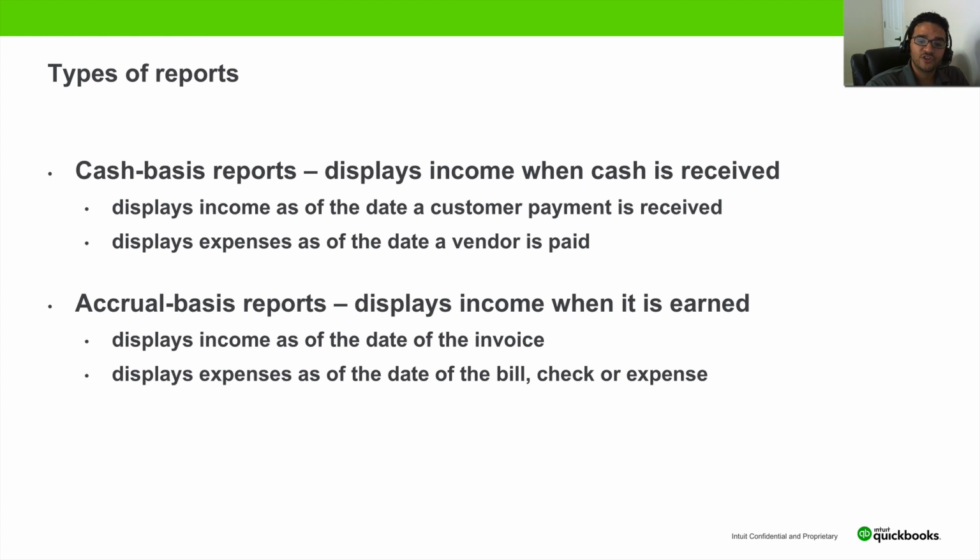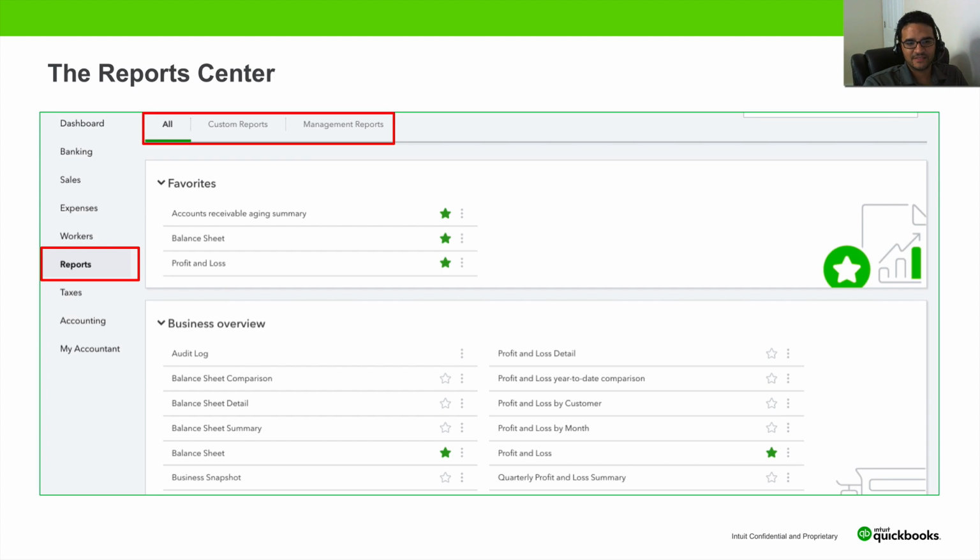Accrual basis will show income of an invoice even if it hasn't been paid, and it will show an expense for a bill that you create even if it hasn't been paid either. So accrual basis shows you your profit and loss and your financial statements based on every transaction you have created, regardless of payment status, and cash basis will only focus on paid transactions.